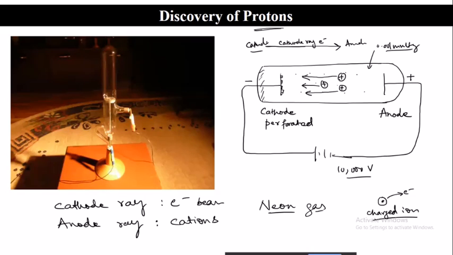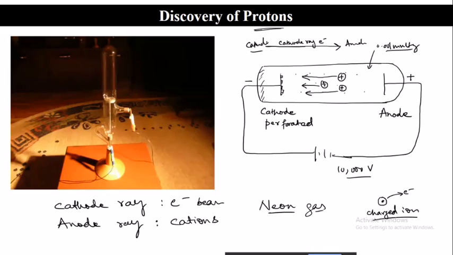These charged particles, the cations, are attracted towards the cathode. When they reach the cathode, which has holes, they are able to pass through it. On the other side, they give a reddish glow, which we can see visually. So this is a special, different kind of ray, which is called the anode ray because it appears to come from the anode.